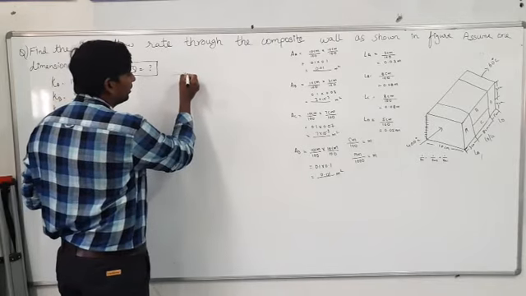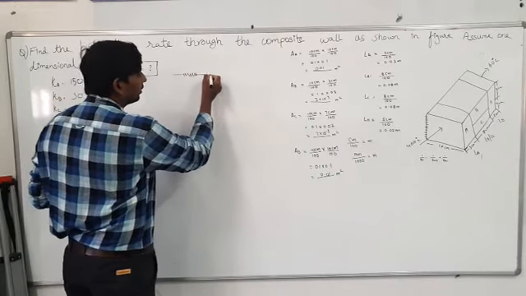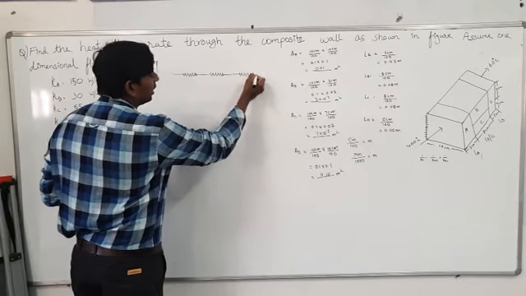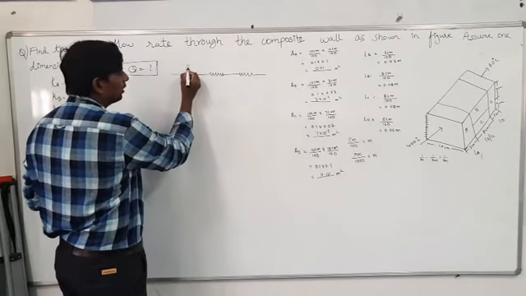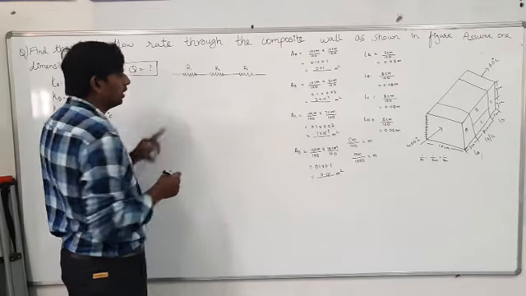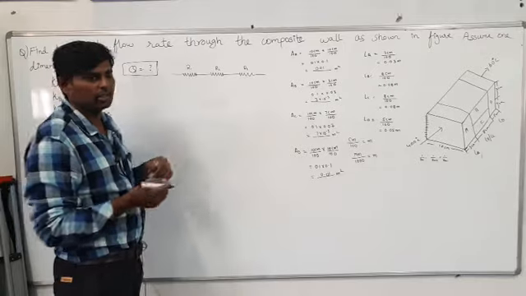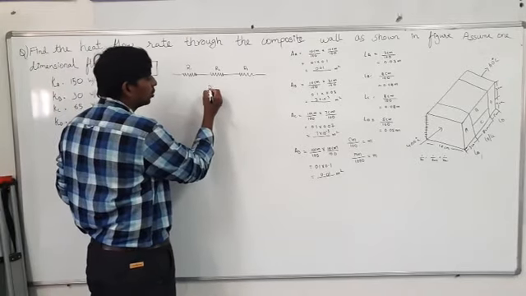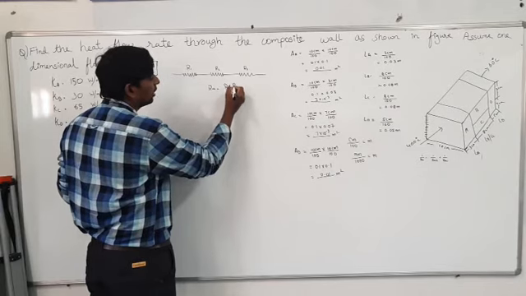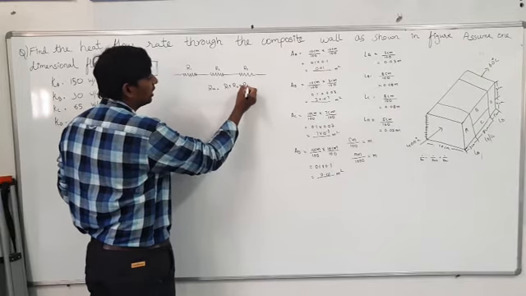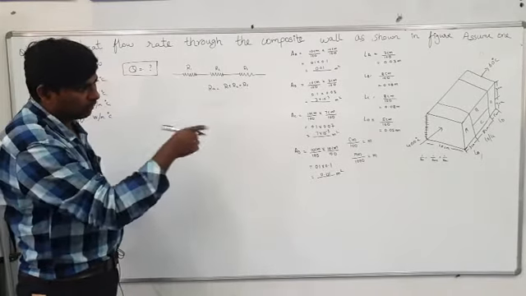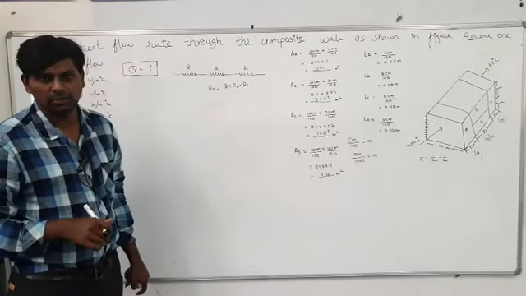Suppose this one is resistance 1. Don't ask what is resistance. This one is resistance 2 and this one is resistance 3. You can take these as R1, R2 and R3. Then you can easily add: total resistance is equal to resistance 1 plus resistance 2 plus resistance 3, if it is in series. But in our scenario the case is somewhat different.